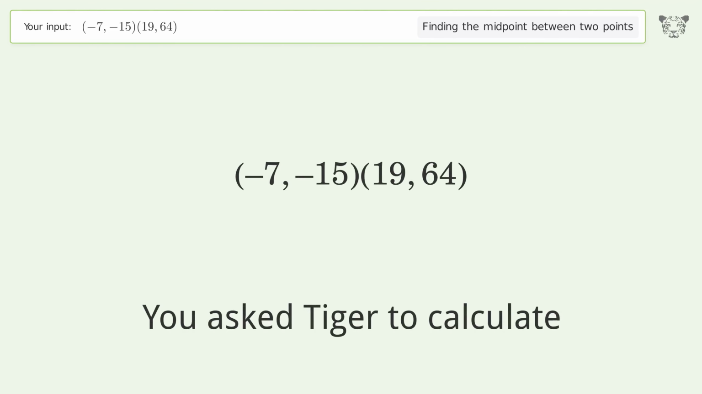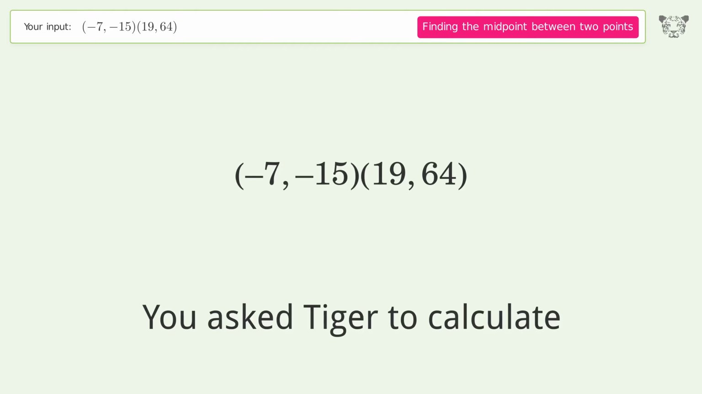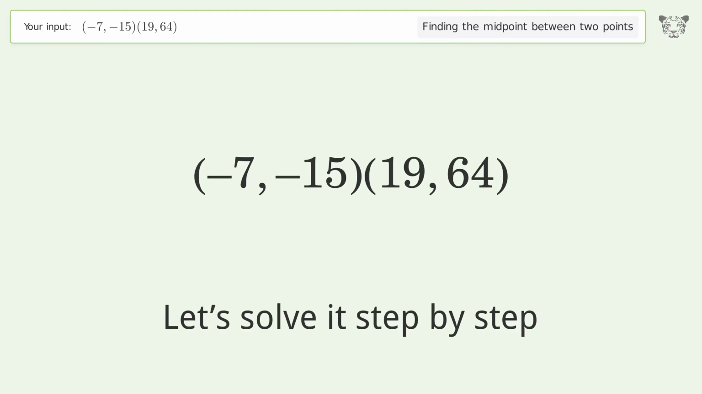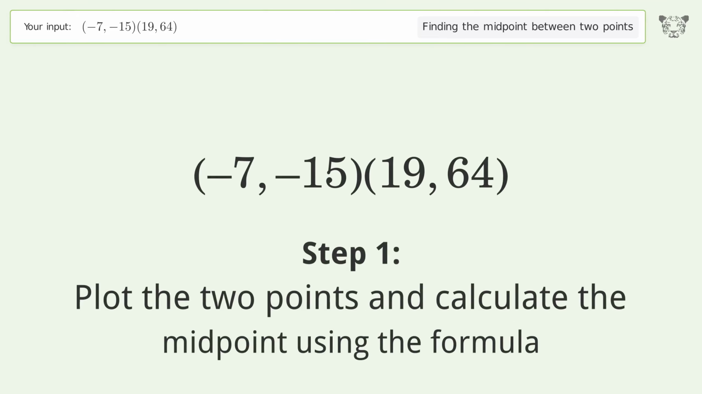You ask Tiger to calculate. This deals with finding the midpoint between 2 points. The midpoint between the 2 points is 6, 24.5. Let's solve it step by step. Plot the 2 points and calculate the midpoint using the formula.